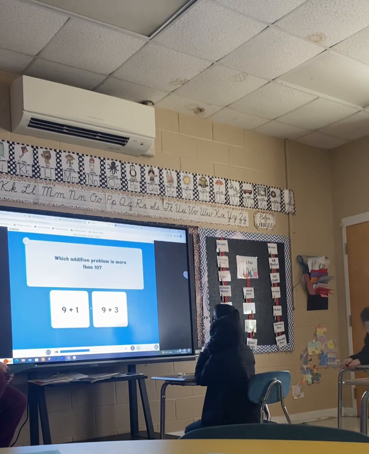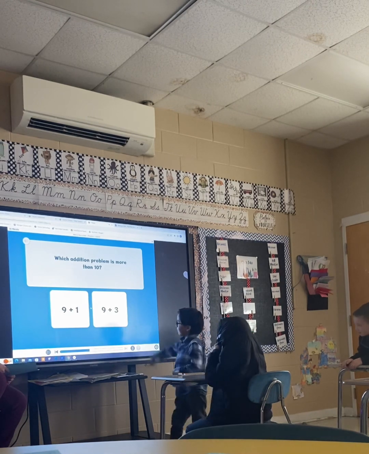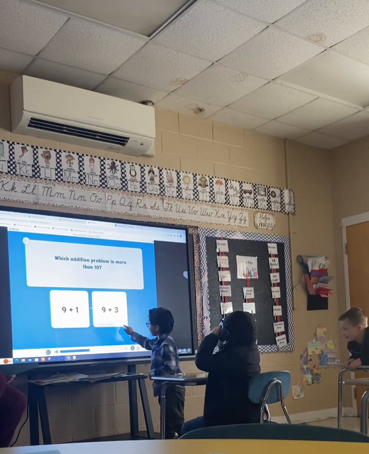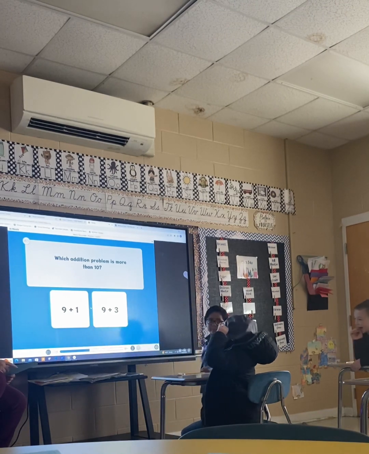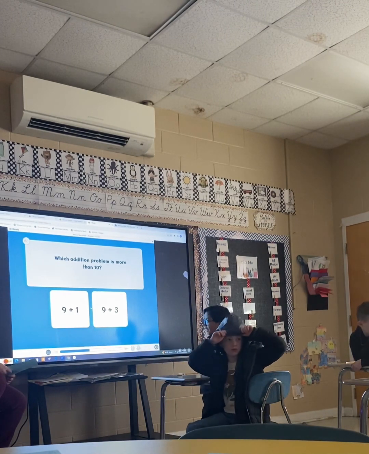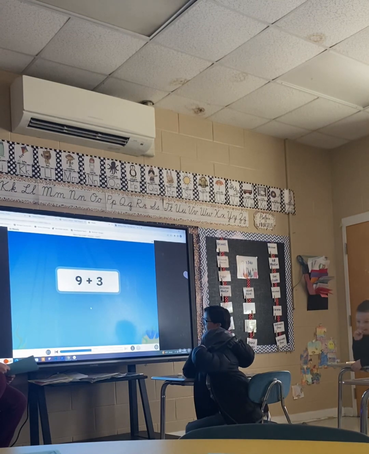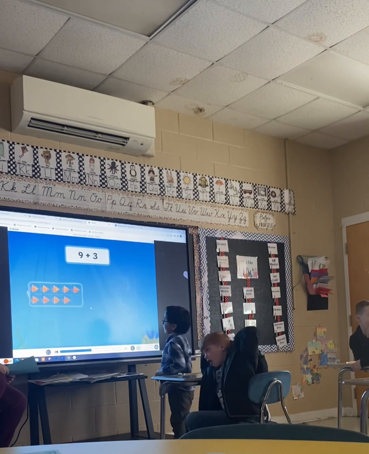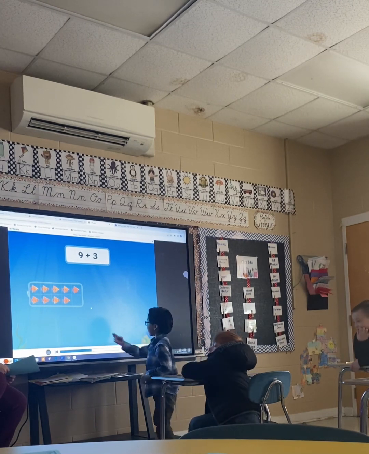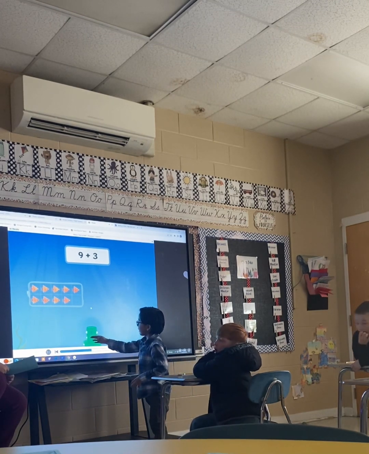What are these addition problems? Which problem do you think will add up to more than 10? Good thinking. You can use 10 to help you add 9 plus 3. Start with 9, then add 3 more. Tap the 2 to add 3 fish.